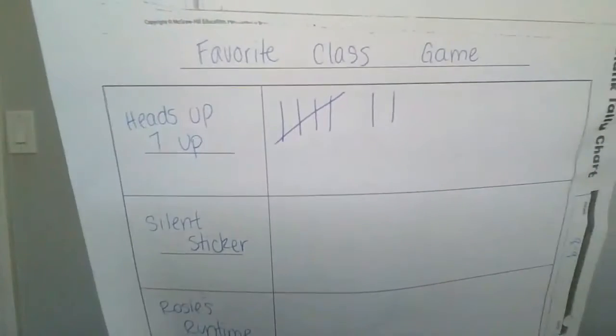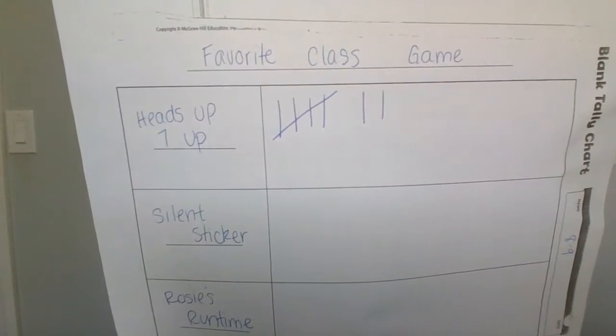So for Heads Up 7-Up, Miss Lumsden's going to say there were 7 votes, because 7 made me think of 7. So I'm going to do 7 tally marks in my column, and you should too. We know 7 kids picked Heads Up 7-Up. All right, and then 10 kids picked the silent sticker game. So can you draw 10 tally marks in our silent sticker column?